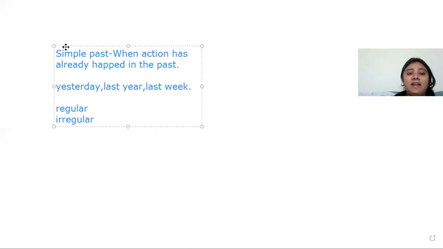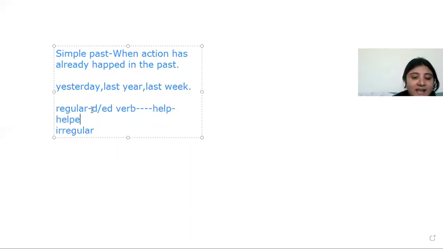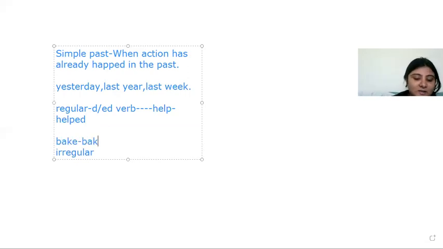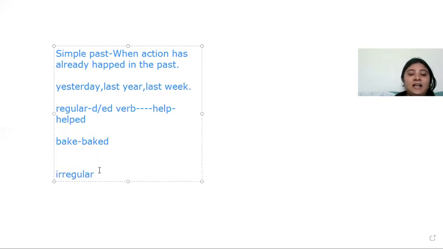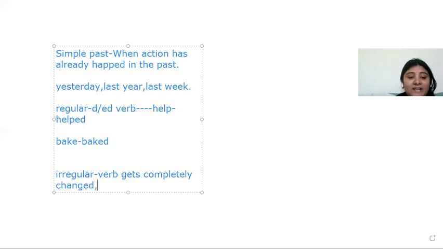Okay. So what is a regular? In regular, we add a D or ED with my word to make it a past tense. Like help will become helped. Okay. And if I am doing bake, bake will become baked. Okay. So now, if I'm talking about irregular, in irregular, the word gets completely changed. Okay. The word will get completely changed.